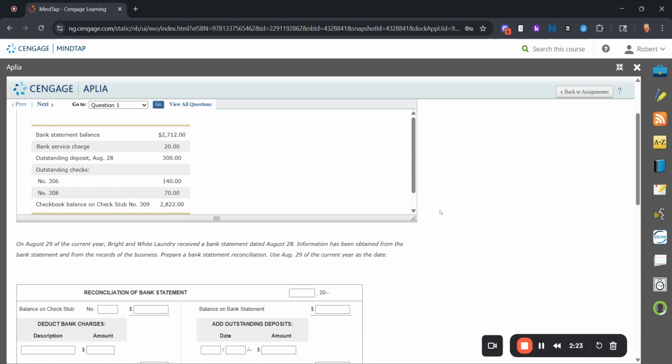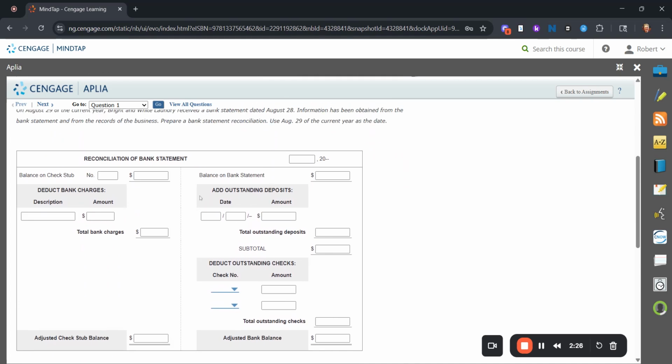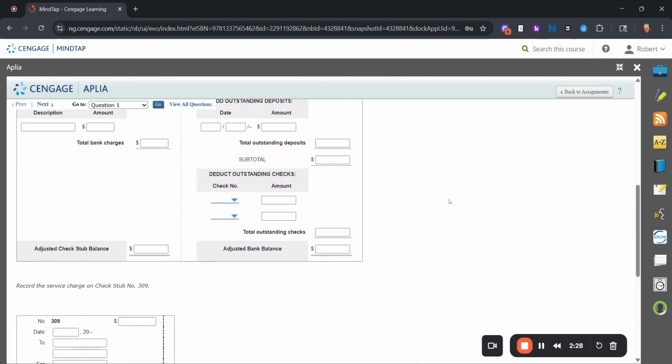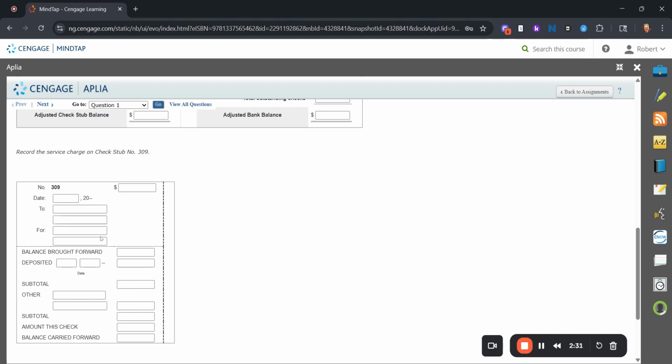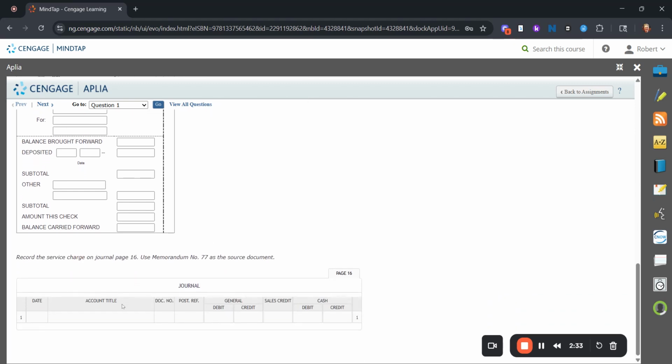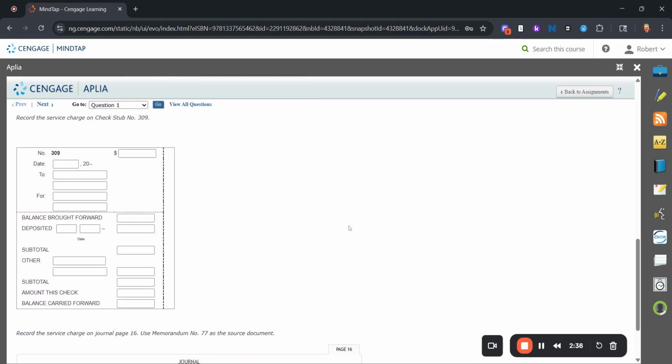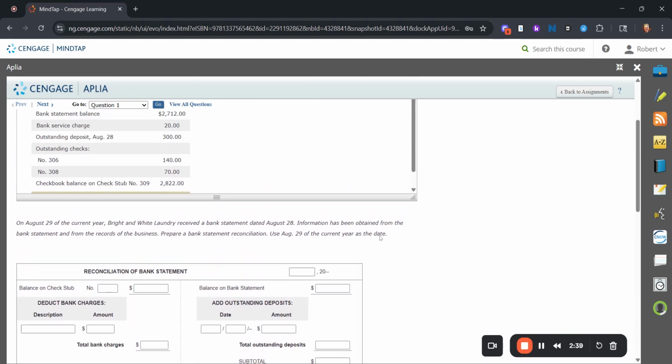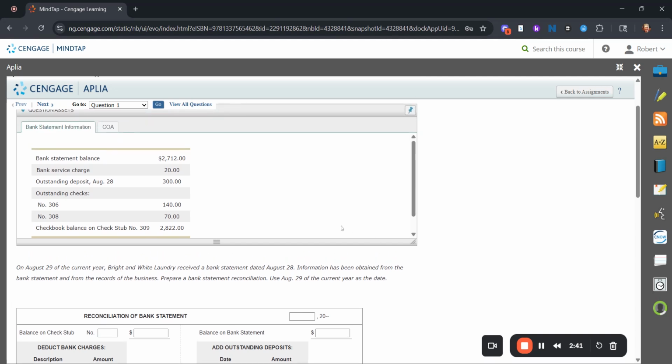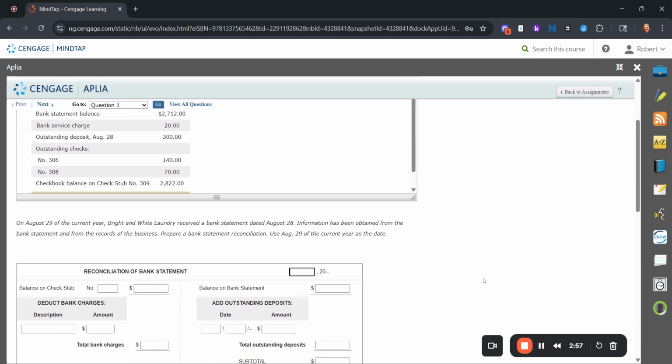So we've got some information at the top, and then below this we have our reconciliation form. Then we're going to update our check stub, and then we're going to journalize a bank fee. So we'll just start at the top of our form. Reconciliation of a bank statement. It says use August 29th of the current year, so we'll fill in the date, August 29th.